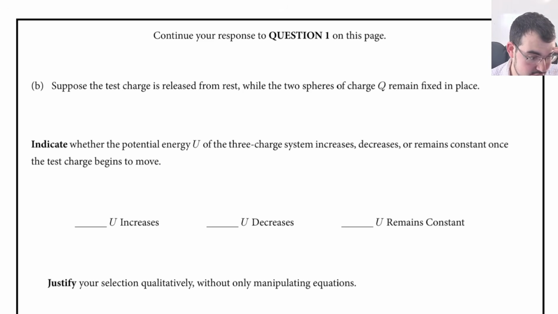All right, suppose the test charge is released from rest while the 2 spheres of charge big Q remain fixed. Indicate whether the potential energy of the 3-charge system increases, decreases, or remains constant once the test charge begins to move. So there are 2 main ways of approaching this. I'll talk about both, but I'll show you the easier one.